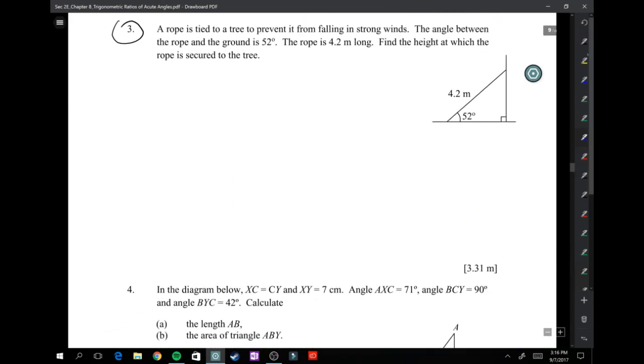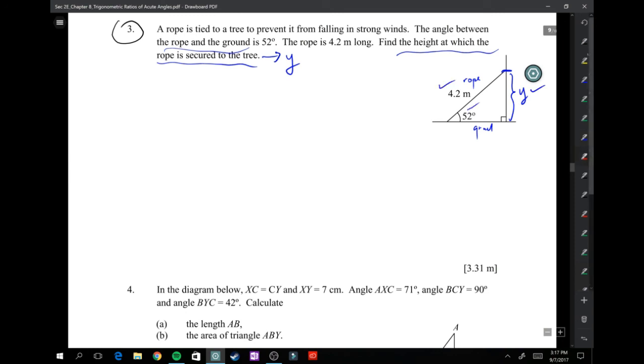Now, a rope is tied to a tree to prevent it from falling. The angle between the rope and the ground is given. So this is the ground, this is the rope, and this is the height at which it's tied to the tree. So what we want to find out is the height at which the rope is secured to the tree. Let's call this y. So we have y, we have 4.2, we have 52 degrees.